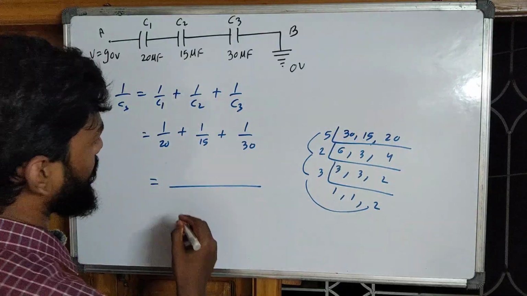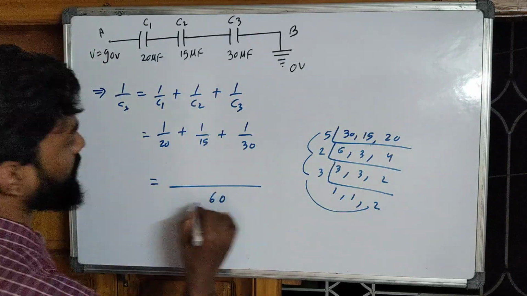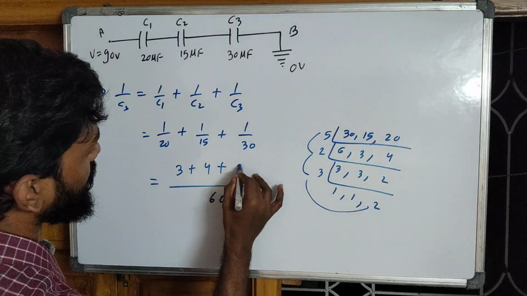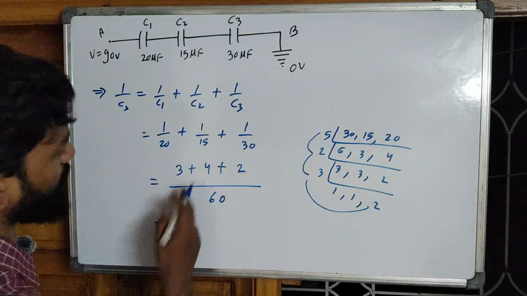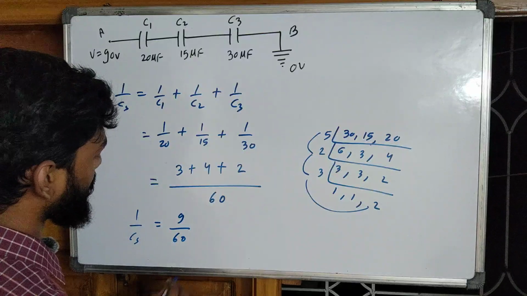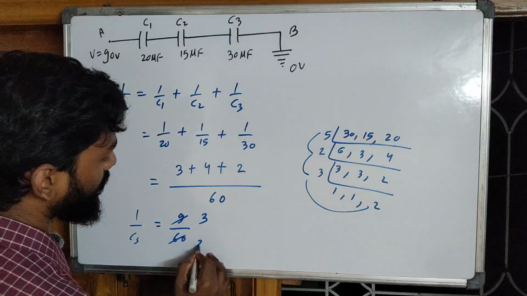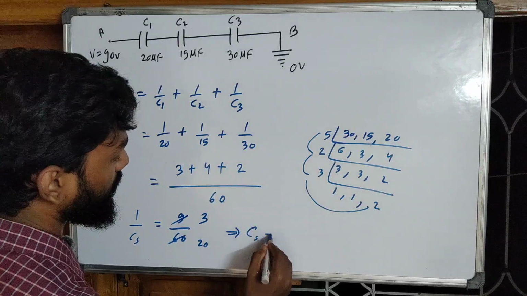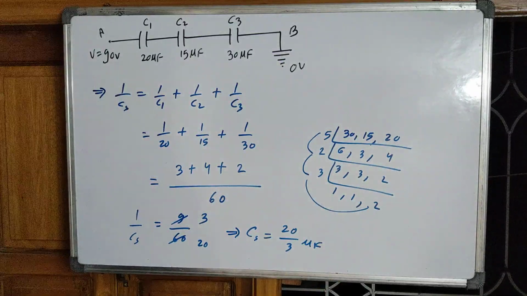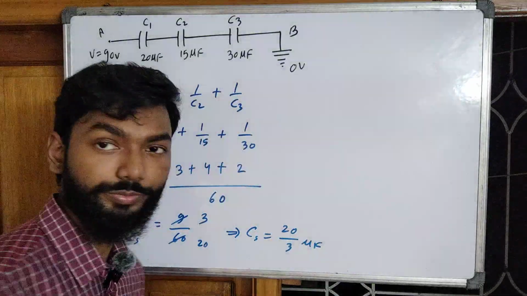So you can skip this part if you can do it orally. 60 is the LCM. I guess this is correct. And 9 by 60 is 1 by CS. So 60 upon 9 is the answer, I guess. 60 upon 9 or 20 by 3. So what would we say? 20 by 3 microfarad is the answer for the equivalent capacitance. Okay, 20 by 3.